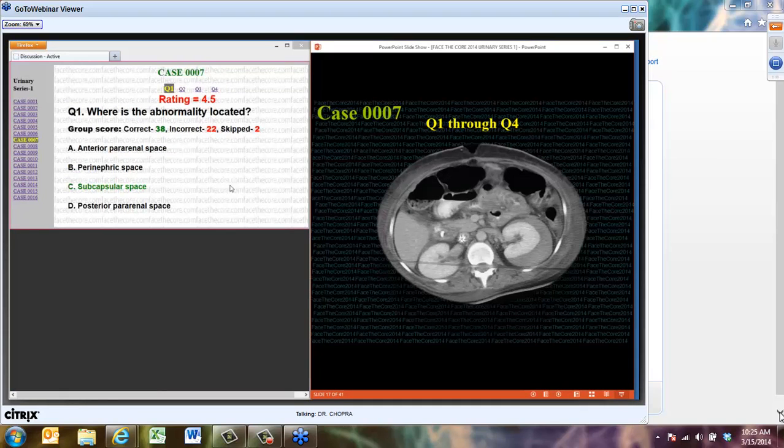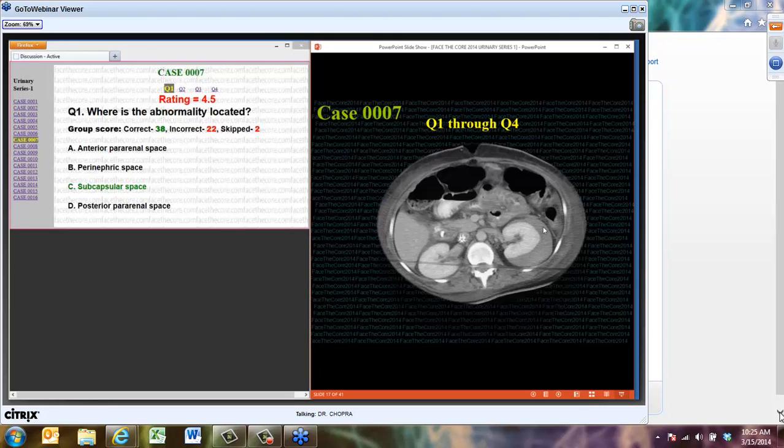Where is the abnormality located in this case? What you're finding is that there is an abnormality around the left kidney. And I should have said, where is the renal abnormality located? Ruth, if you will please make that distinction, because there are other abnormalities present too. There's an IVC filter here.